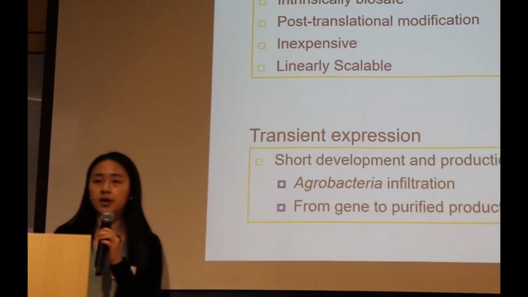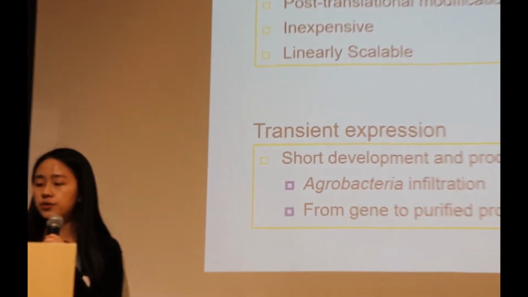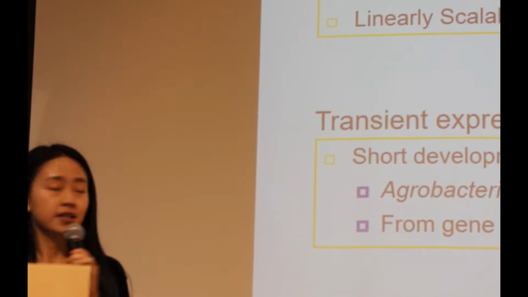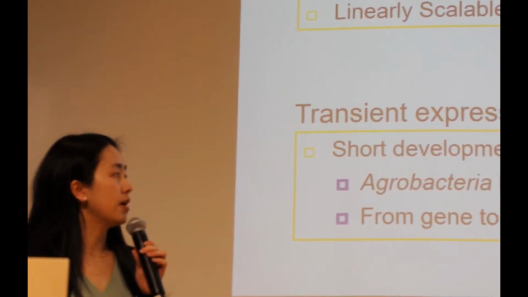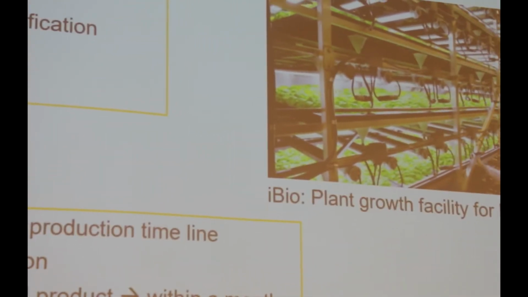Using this method allowed us to shorten the development time, going from the gene construct to a purified product within a month. The picture on the right shows the plant growth chamber from iBio, and those plants are used for protein production.